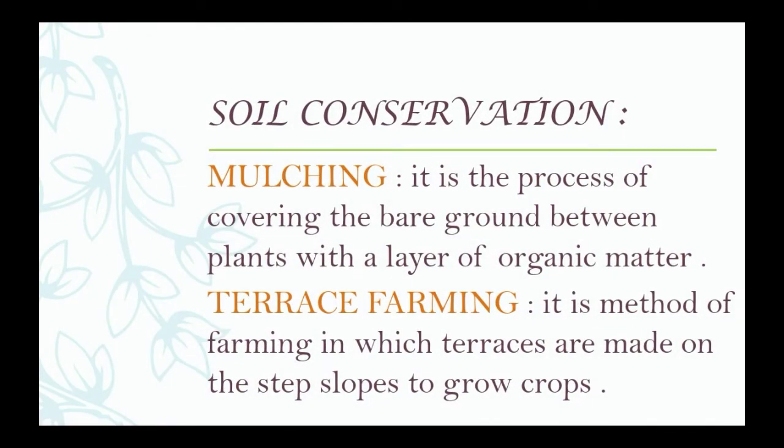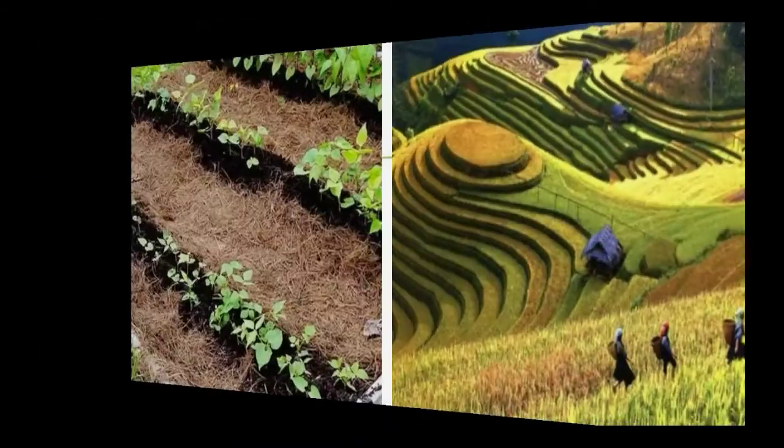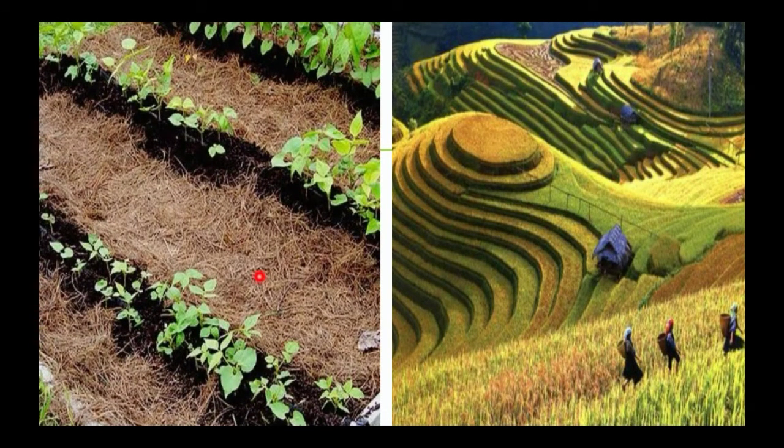Soil conservation. So there are 7 steps of soil conservation. First one is mulching. Mulching is a process where the bare ground between the plants is covered with a layer of organic matter like straw. It helps to retain the soil moisture. And then terrace farming. Terrace farming is nothing but broad flat steps or terraces are made on the steep slopes so that the flat surfaces are available to grow crops. They can reduce the surface runoff and soil erosion. Here you can see the process of mulching and terrace farming.